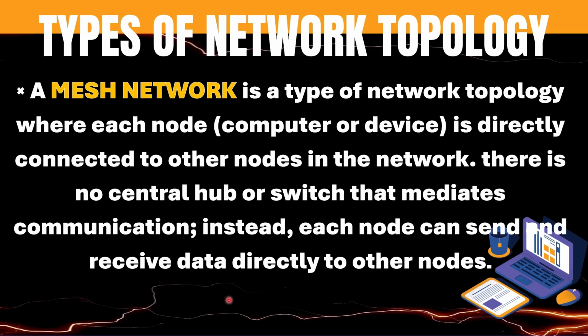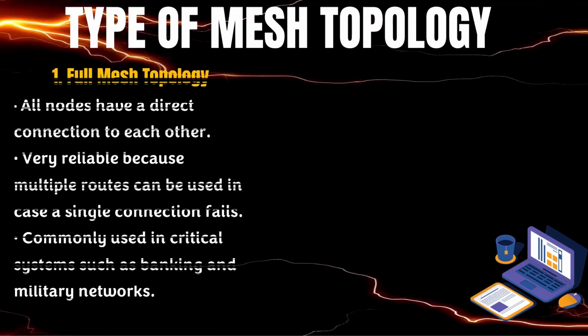Again, mesh topology is a network setup where each device is connected to every other device in the network. Think of it like a spider web. Every connection supports the others. This structure allows data to be transmitted along multiple paths, increasing reliability.